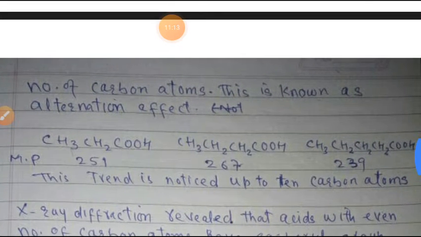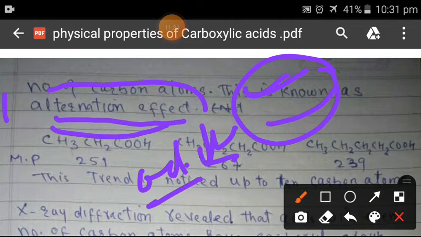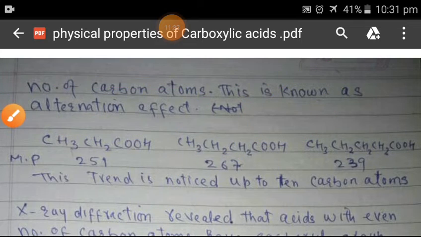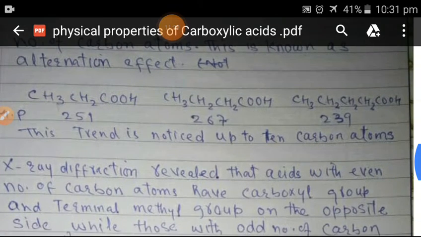Actually, this is called the alternation effect. The alternation effect is the effect in which molecules having an even number of carbon atoms have a higher melting point as compared to molecules having an odd number of carbon atoms. Clear? So here we will compare the melting points of some carboxylic acids.